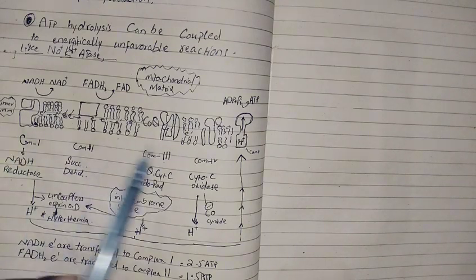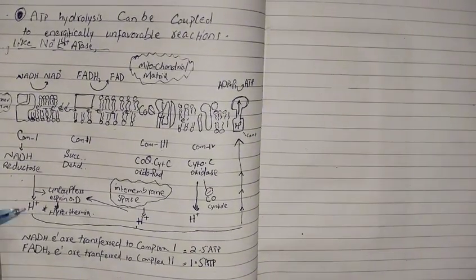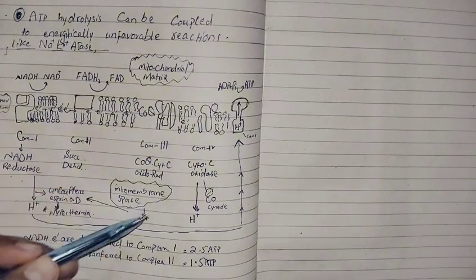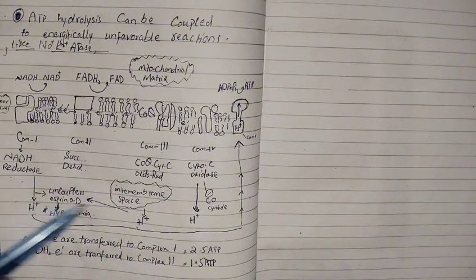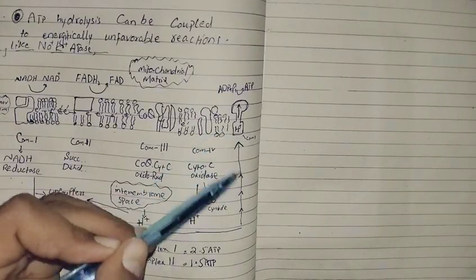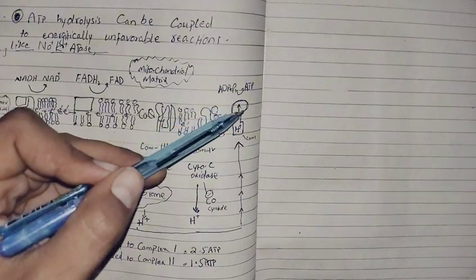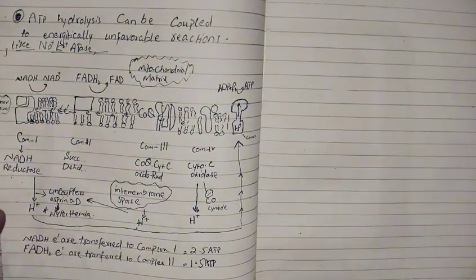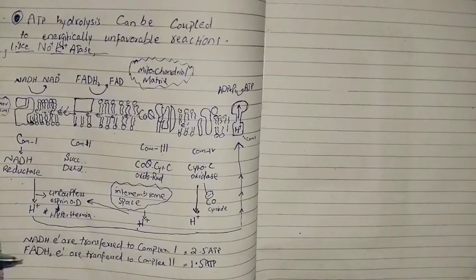So in all this transport, there will be creation of the proton gradient, which is H+. Here I have mentioned all the places where the H+ concentration is being created. At the last step, ATP synthase, the energy of the H+ ions will be converted into ATP production. So complex 1 is NADH reductase, and here the hydrogen will get out of the matrix.